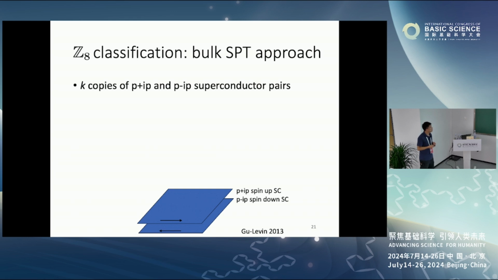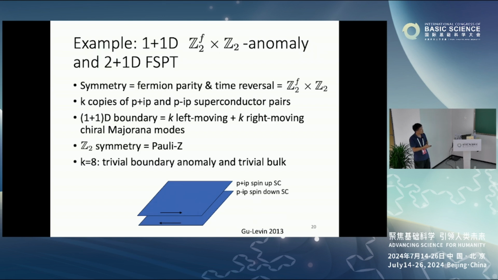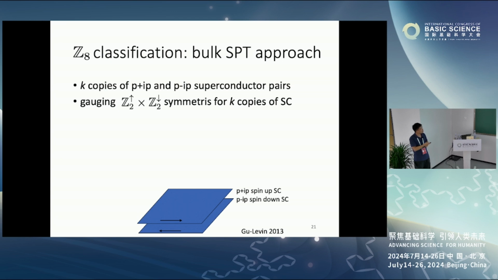Since we have P copies of P plus iP and P minus iP, we can simply gauge the Z2 times Z2 symmetry. Previously we had two unitary Z2 symmetries, Z2F and Z2. But now we can change it into Z2 up and Z2 down. Z2 up is the symmetry for the first layer, Z2 down is the symmetry for the second layer. And we can gauge this unitary Z2 times Z2 symmetry of this P plus iP or P minus iP superconductor.